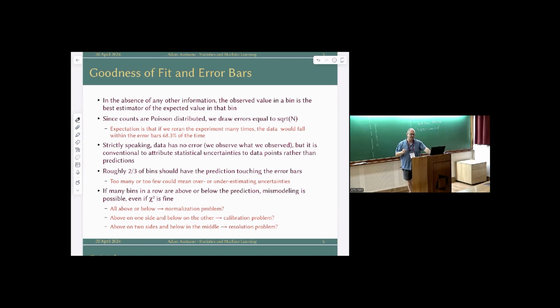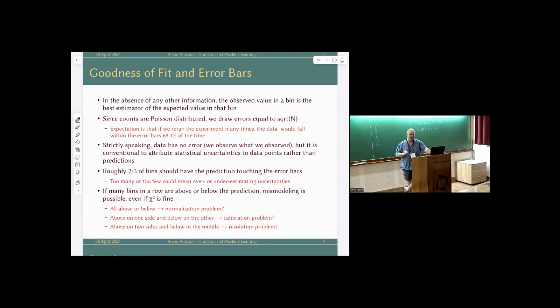Like I said, since the counts are Poisson distributed, we draw these error bars equal to root n. The idea here is that the expectation, if we ran the experiment many, many times, then the data would fall within those error bars 68.3% of the time, right? So that's like 1 sigma worth.